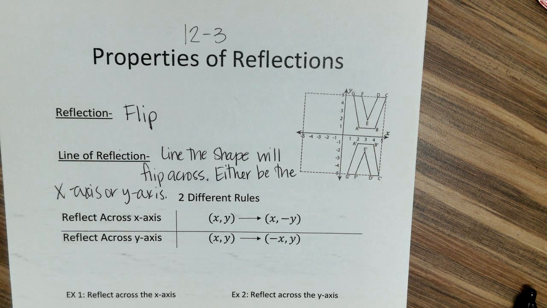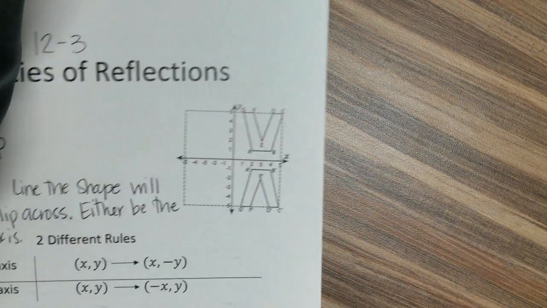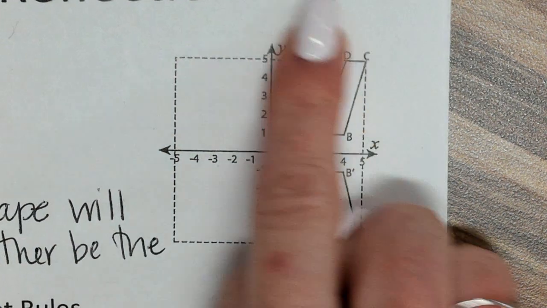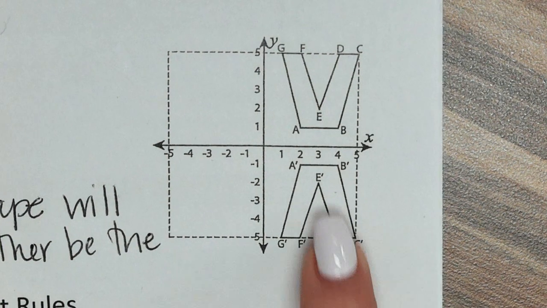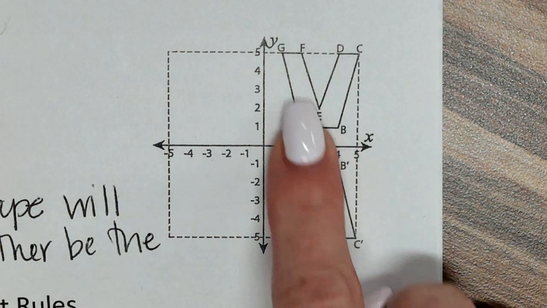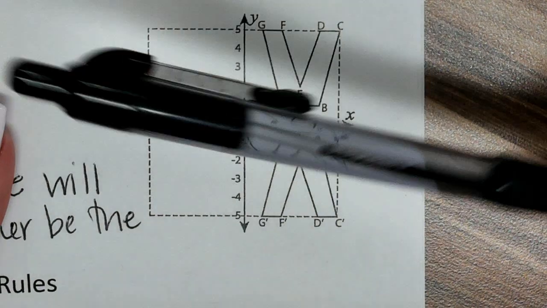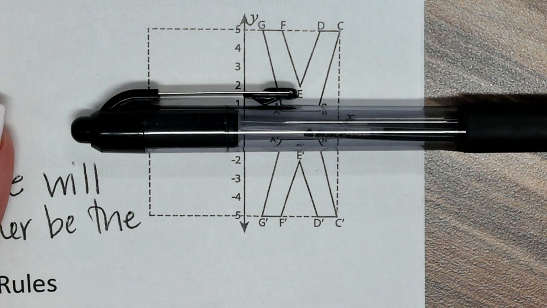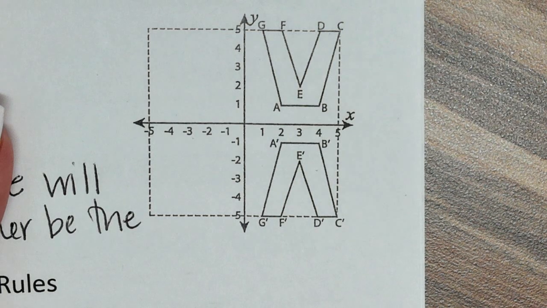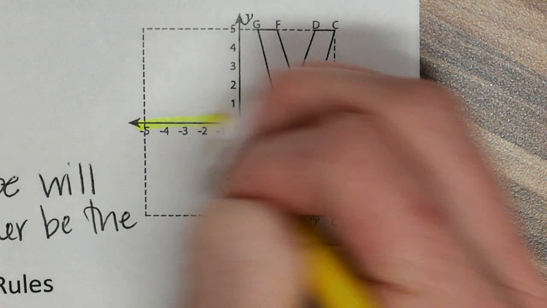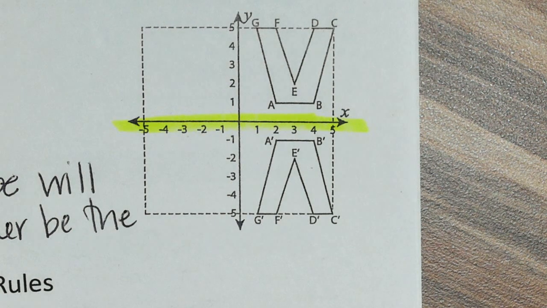If you have a highlighter, it would be helpful. If you don't, you can use your pencil to highlight the axis. Like you can just shade it. So let's look at this picture right here. Everybody sees this picture? Does everybody see the shape V? What did it flip across? Where's the mirror at? Is it on the y-axis right here? Or is it on the x-axis right here? Say it. The x-axis. So I'm going to take my highlighter. That is my line of reflection.